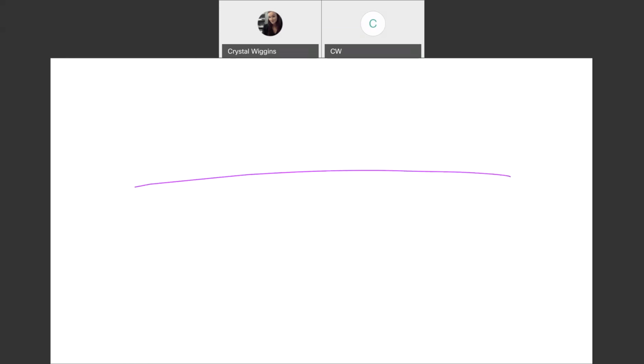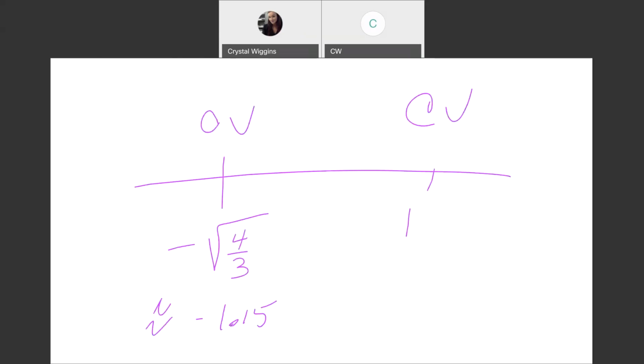So if we're looking at our number line, we have a negative square root of 4/3, which is approximately negative 1.15, and our other critical value is positive square root of 4/3, which is approximately positive 1.15. So now we have to pick our test points. The easiest one in the middle is 0. I love using 0 whenever I can.